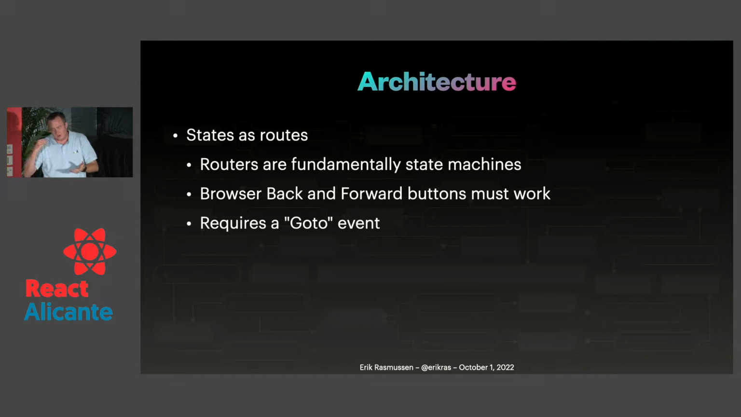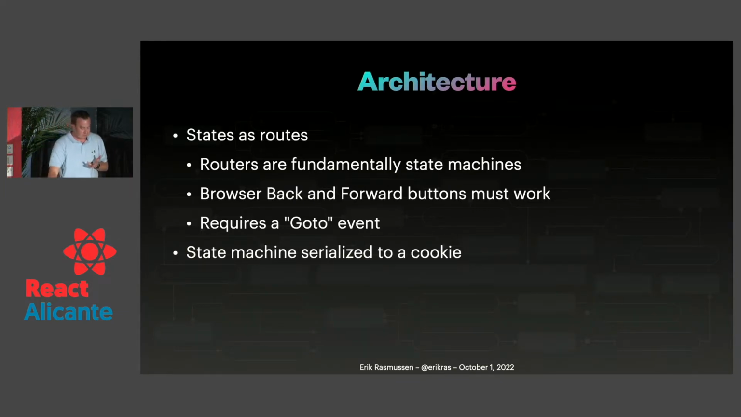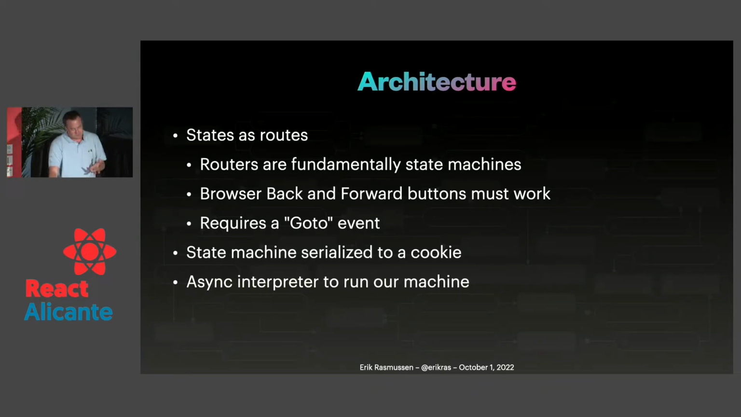Whatever state the browser thinks it's in from its route, we're going to tell the state machine that we can force the state machine to go to whatever state the browser thinks it should be in. You'll see how that works in a moment. And like I said, we're going to serialize the state machine to a cookie. And we're going to use this async interpreter thing to run our machine.